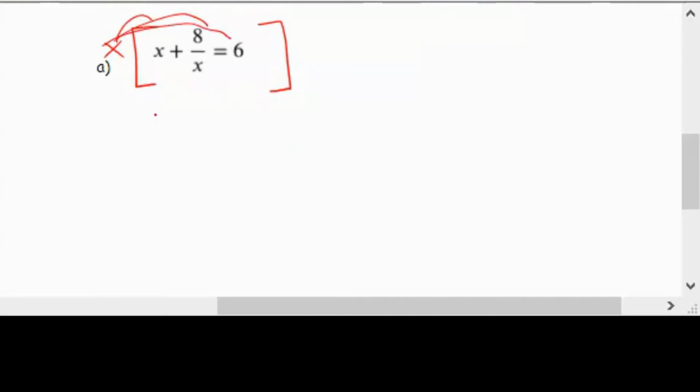And once we do that, we end up with x squared plus, well, the x here will cancel with the x in the denominator in our second expression, and that just leaves us with an 8. And that will equal x times 6, and that is 6x. So we've done this correctly. All of the fractions are now gone.